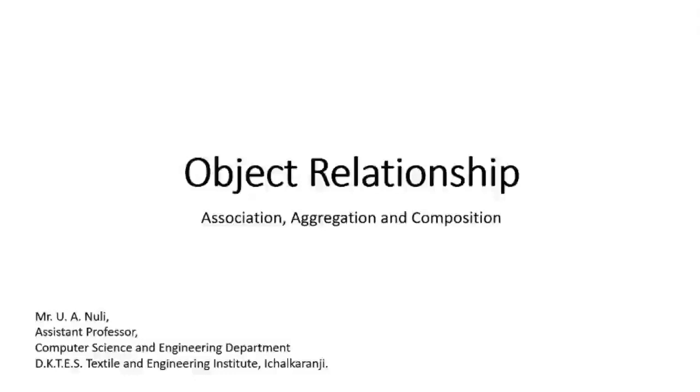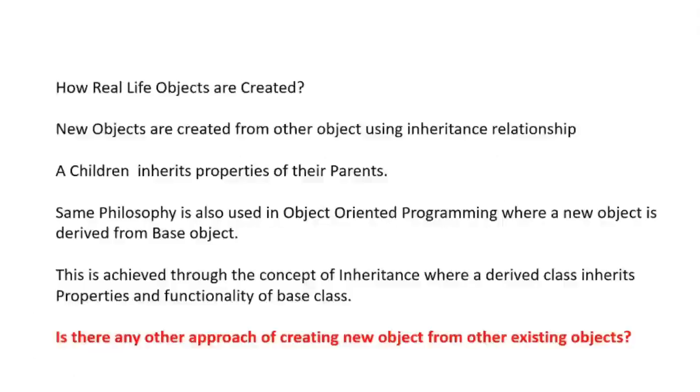Hello, today we are looking at a new topic: object relationships, which include association, aggregation, and composition. The question that we have already asked many times is how real life objects are created. New objects are created from other objects using the inheritance relationship. This we have seen before. In object oriented programming, we have created objects before by using the inheritance relationship.